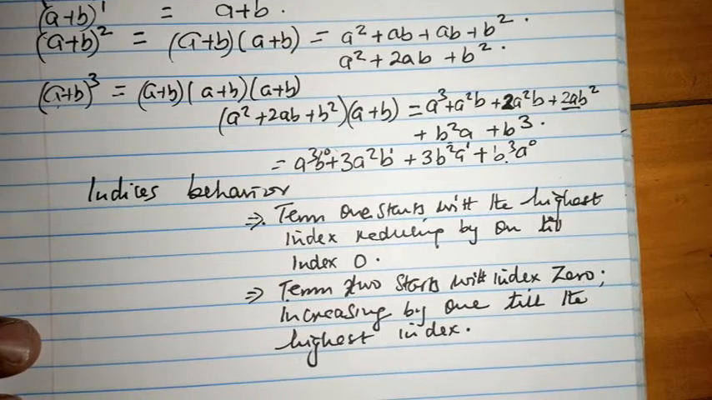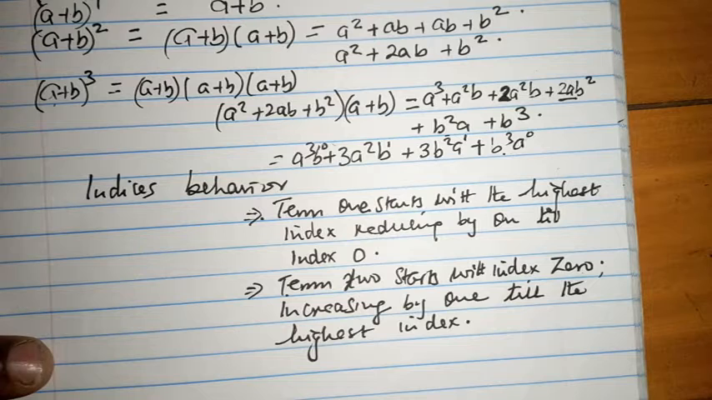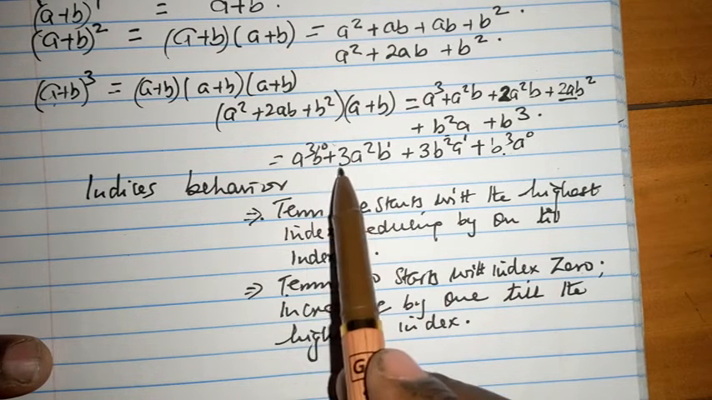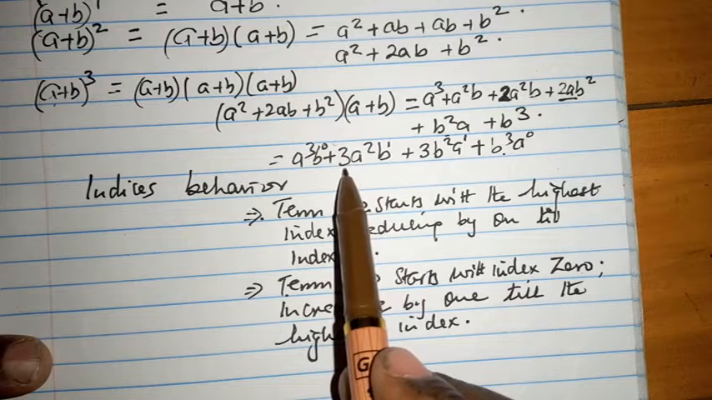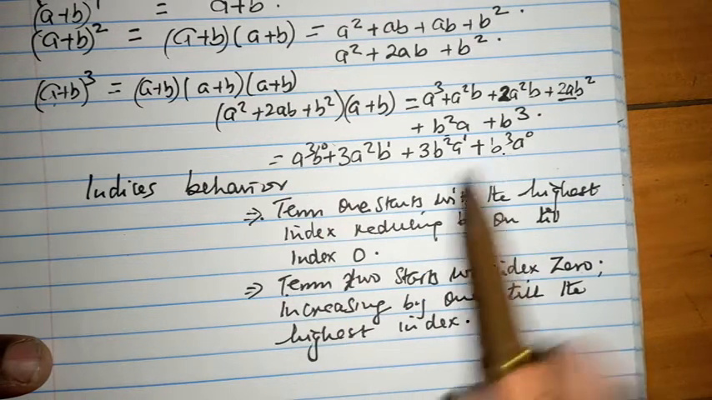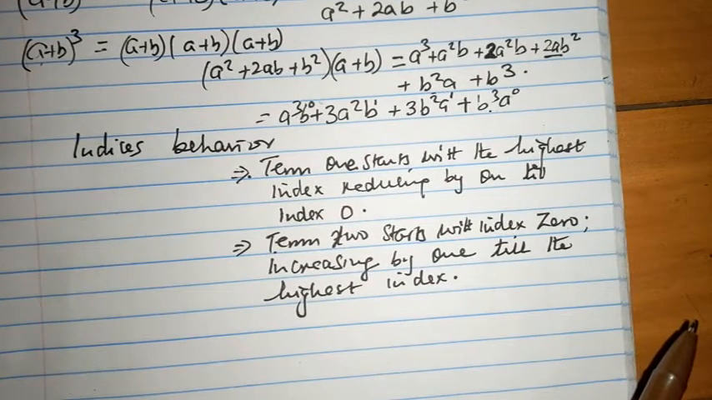Now, before this, I would also want to introduce: how do we get this coefficient 3? Where is the 3 coming from? And where is this 3 coming from? There is a 1 there. There's a 1 there. Where are those coefficients coming from?